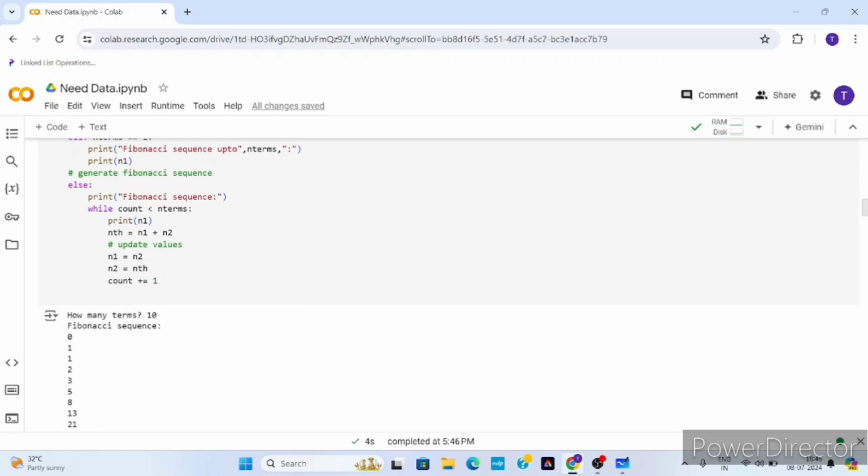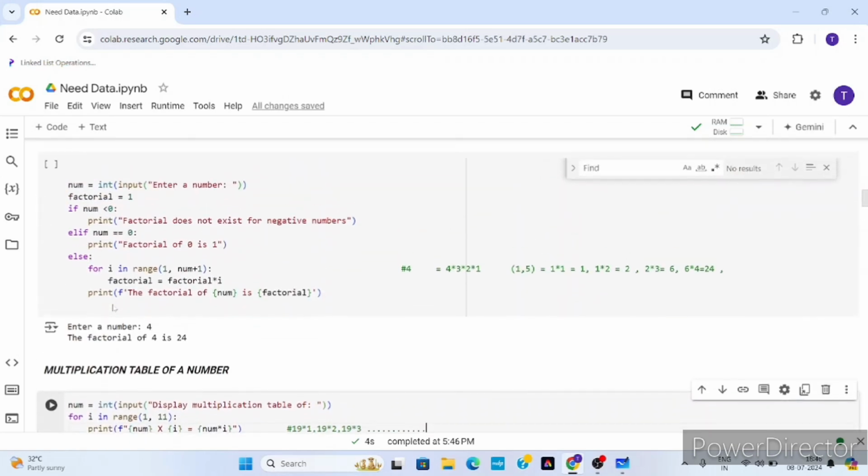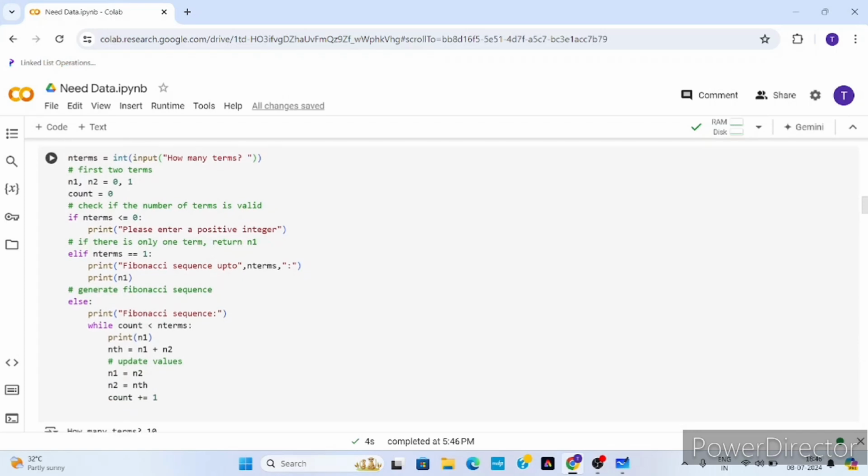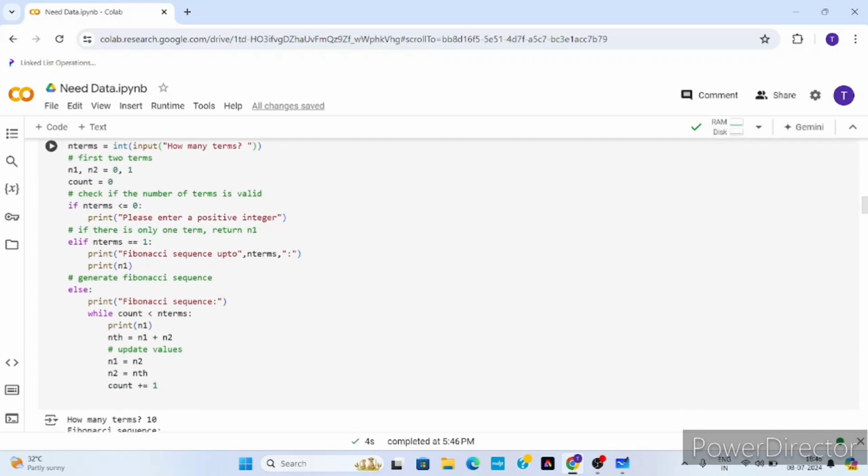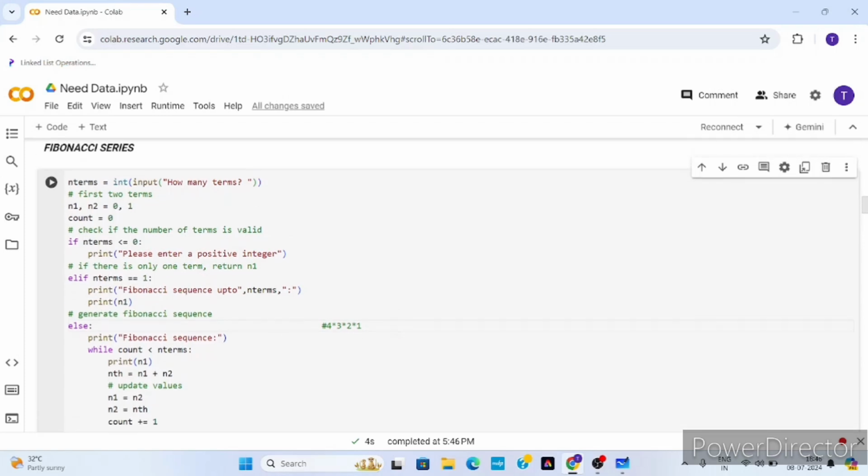Next, Fibonacci series. The Fibonacci series and factorial are quite similar. In factorial you multiply: 4 into 3 into 2 into 1 is the factorial. Now in the Fibonacci series it is like 4 plus 3 plus 2 plus 1, in this format, though this is not exact.